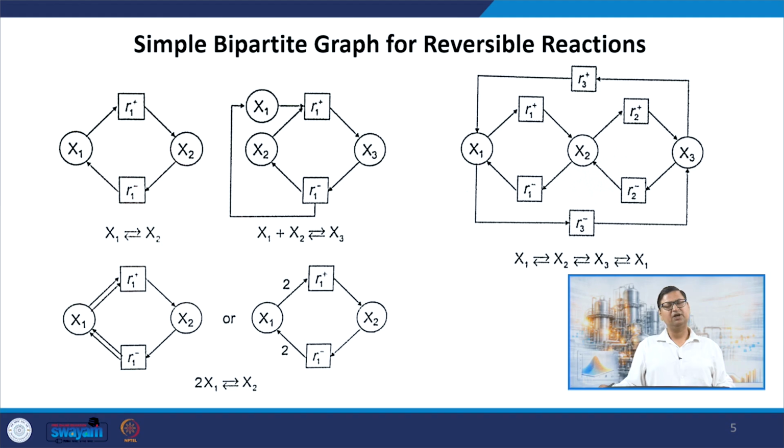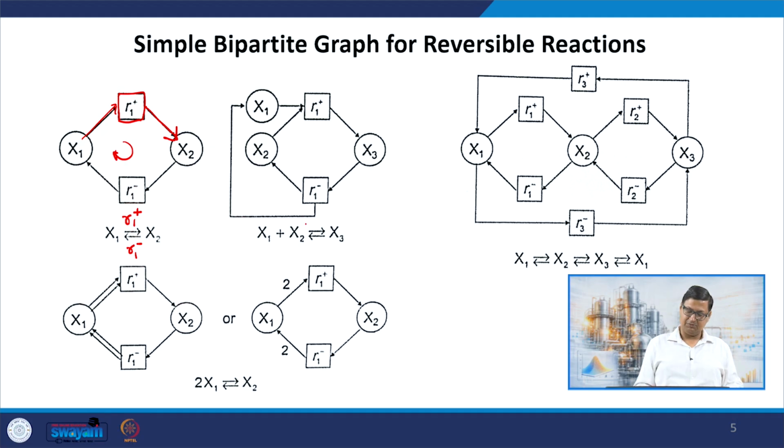We can also do it for reversible reactions. Let us say x1 to x2. If it is a reversible reaction, then I can represent the forward reaction as R1 plus and the backward reaction as R1 minus. So from x1, now I can go to x2 in two ways. One, I can go from x1 to x2 in the forward reaction R1 plus, and then I can come back from x2 to x1 with the backward reaction R1 minus. And essentially it is forming some kind of a loop or an oriented cycle.